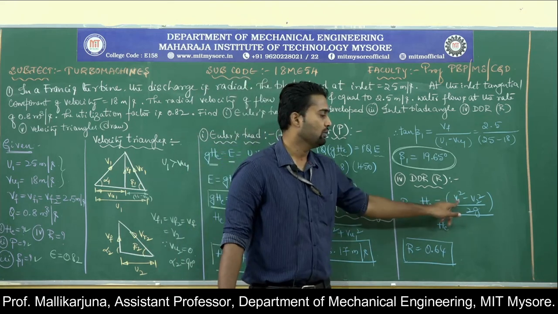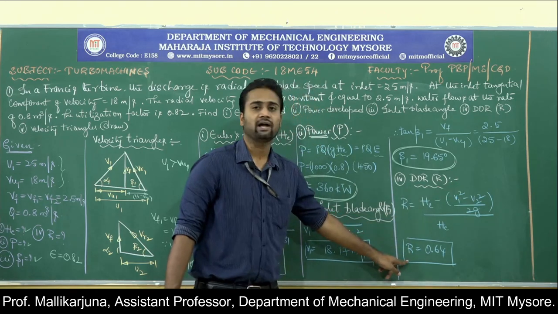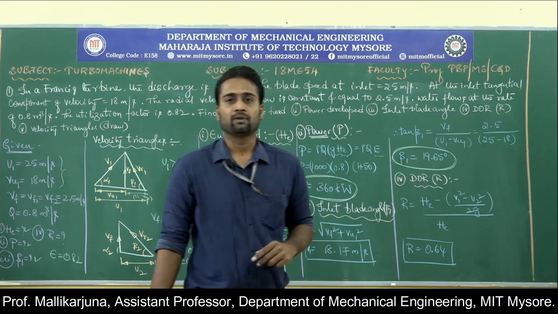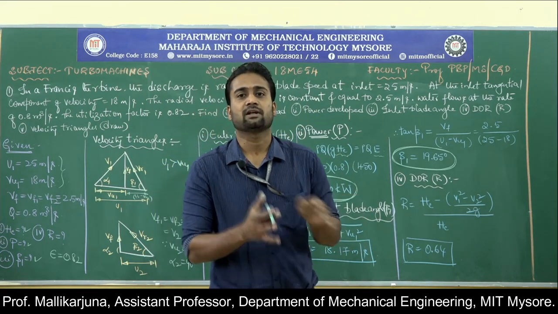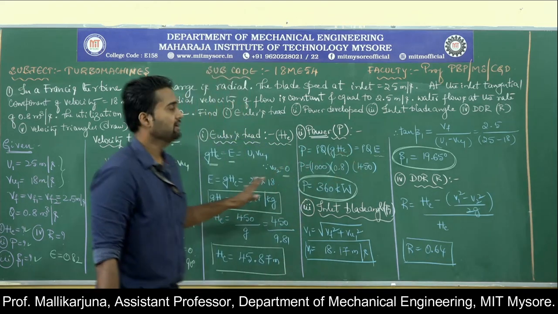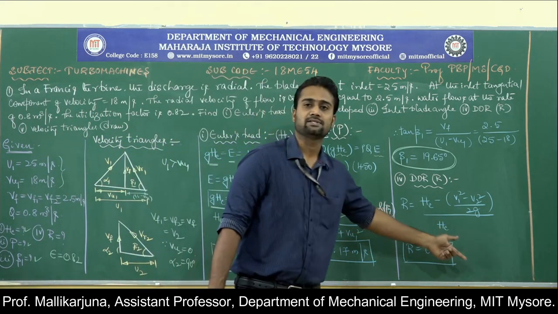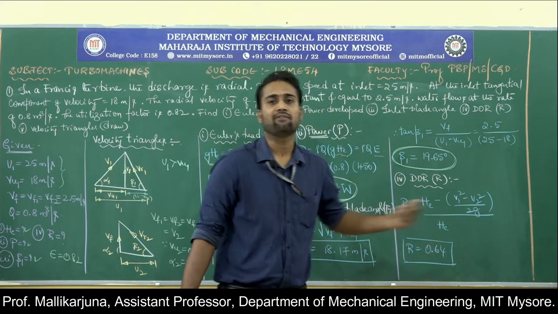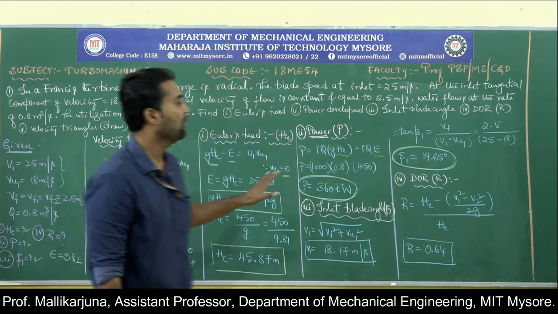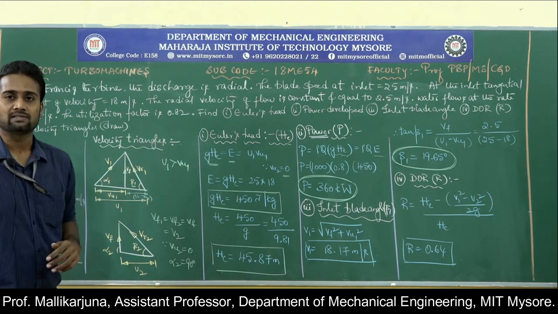By making use of this V1, I will be finding the value of R. Now Euler's head, V1, V2, 2 into g, all the values are known to us, and the degree of reaction for the given Francis turbine is 0.64. We know it is not a 50% reaction turbine. The reaction is more than 50%. It is very clear it is a reaction turbine, because of that R exists, and it has a reaction of 64%. So this is how you find the various unknowns for the given Francis turbine.